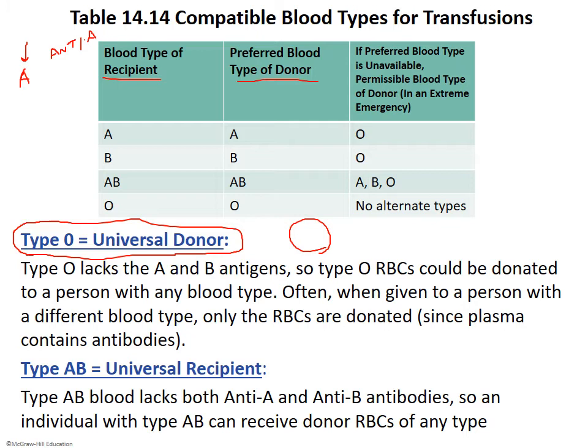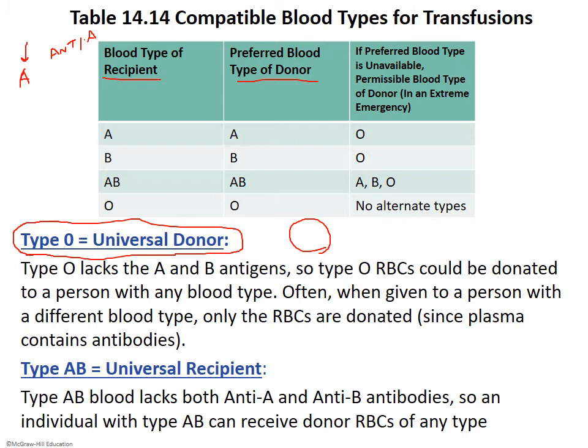Now, let's look at it the other way. If I'm receiving blood, all I'm worried about is whatever antigen is on the blood coming in; I can't have an antibody that would attack it. So if I'm type A, that means I don't have B antigens. That means I have anti-B antibodies flowing through my system. Therefore, I cannot receive blood from anybody with a B antigen. There are two types that have B antigens. I cannot receive blood from B and AB.